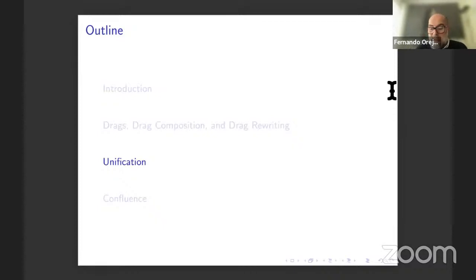Something that is not common to see in graph transformation is unification. There are some very old papers where some form of unification was studied, but since we don't have variables in general graph transformation, there is no real need for unification. Well, there's some work by Detlef and someone else on unification of symbolic graphs, but in this case, the variables are completely different from the variables that we have here.